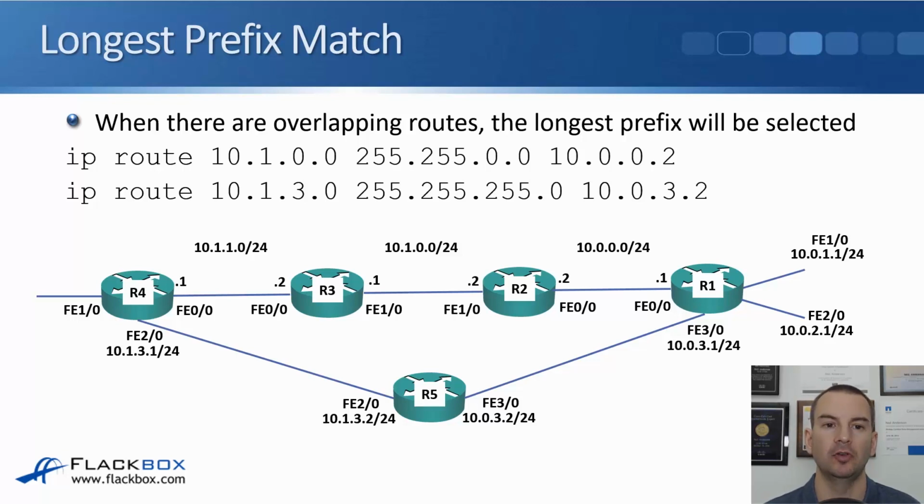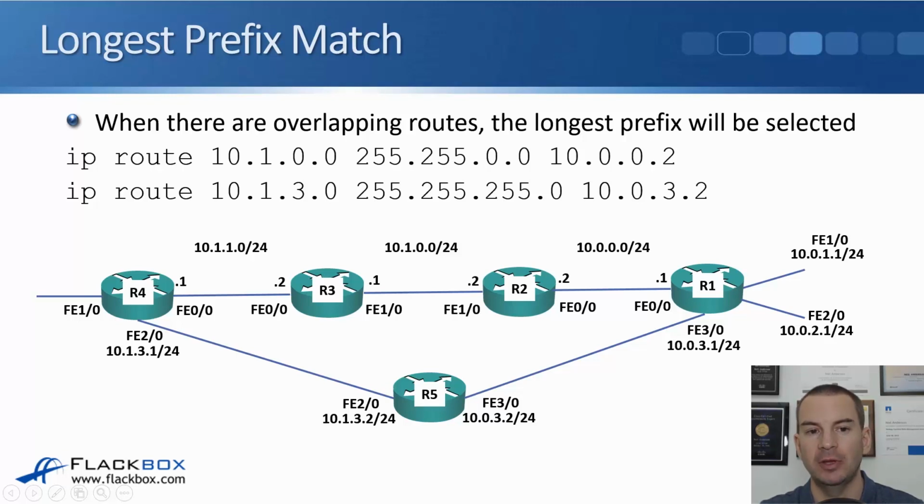Next thing is the longest prefix match. So this is something that can come up, particularly when you do have summary routes. So in the example here, it's the same topology as before, but we've now also added R5. The link from R1 to R5 is on the 10.0.3 network, and that is directly connected. There's also a subnet of 10.1.3, which is running from R4 to R5.